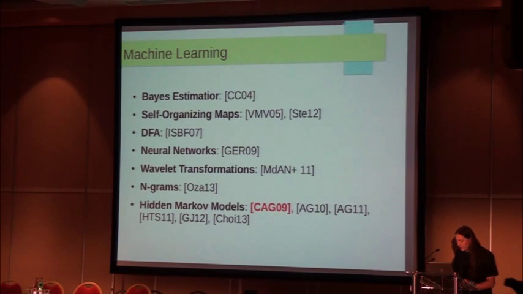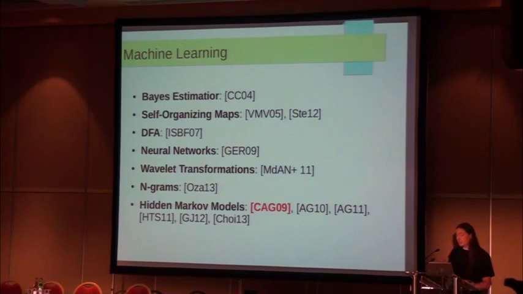The third detection module is based on machine learning. This has been a field of research in the last decade. Many interesting approaches. We have seen approaches based on Bayes parameter estimation, self-organizing maps, DFAs. People have used neural networks, wavelet transformations, n-grams, just to give you an overview. In the last years, hidden Markov models have proven to give very good results for detecting attacks in web traffic or network traffic in general.